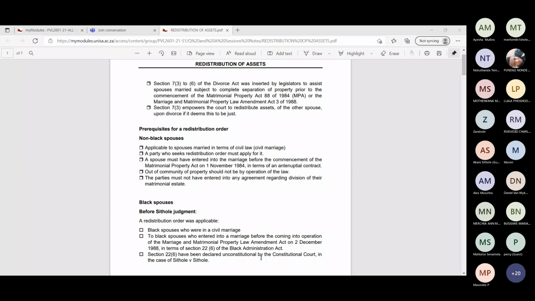Mishak? Okay, Mishak is on mute. Daniel?